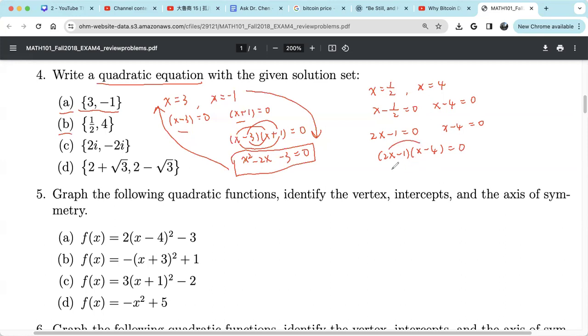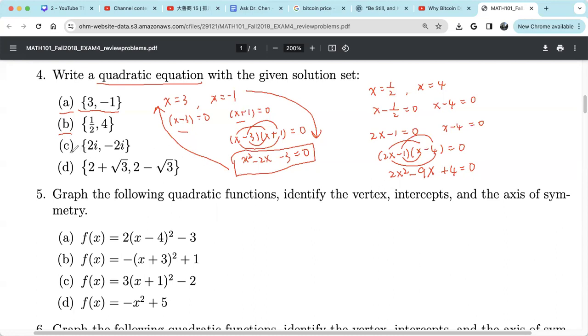Simplify: we have 2x times x, that's 2x squared. -1 times -4 is positive 4, equals 0. So we need to figure out the middle term. The middle term will have -1x and -8x, that's -9x. So the original equation for B is 2x squared minus 9x plus 4 equals 0.